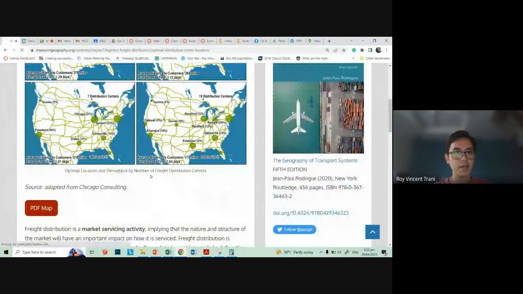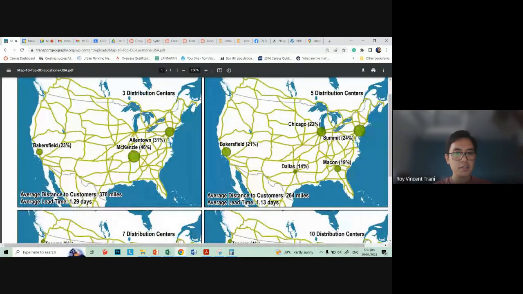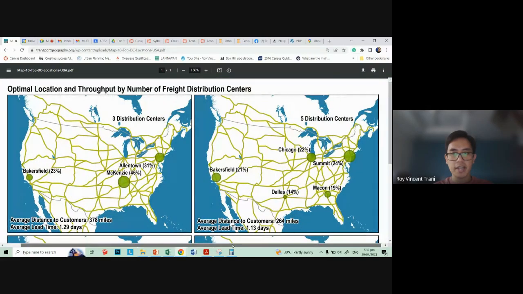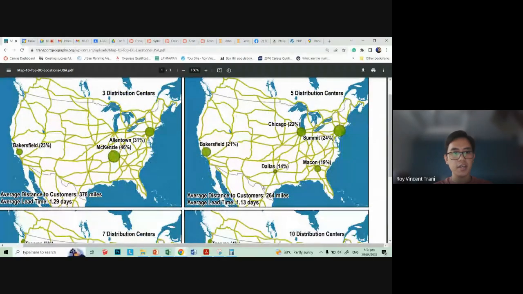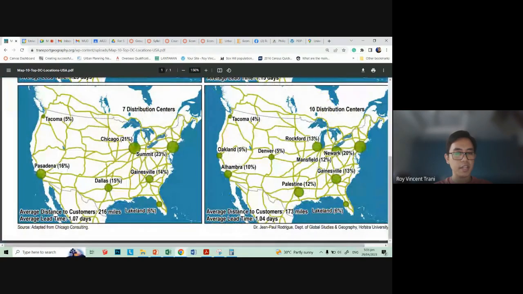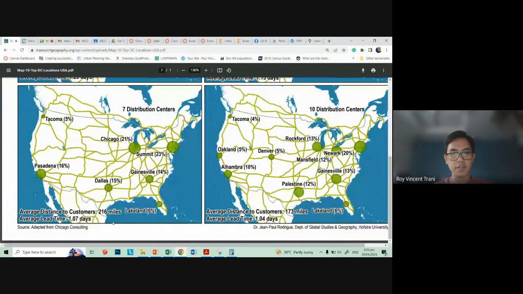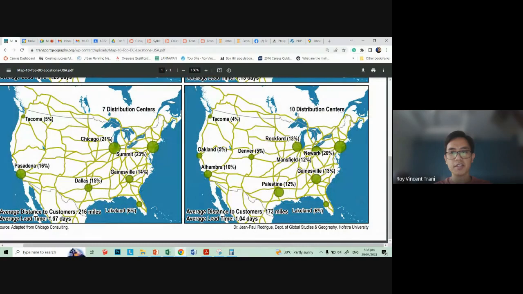So let's see here. There's a PDF map included. Okay, this is what happens when we have three distribution centers. Average distance to customers is about 378 miles. Lead time is 1.29 days. When you add two more distribution centers, for a total of 5, the distance to customers is reduced to 264 miles. Lead time is also reduced to 1.13 days. At 7 distribution centers, average distance is now 216 miles. Average lead time is now 1.07 days. And then finally, at 10 distribution centers, average distance is 173 miles, with a lead time of 1.04 days.